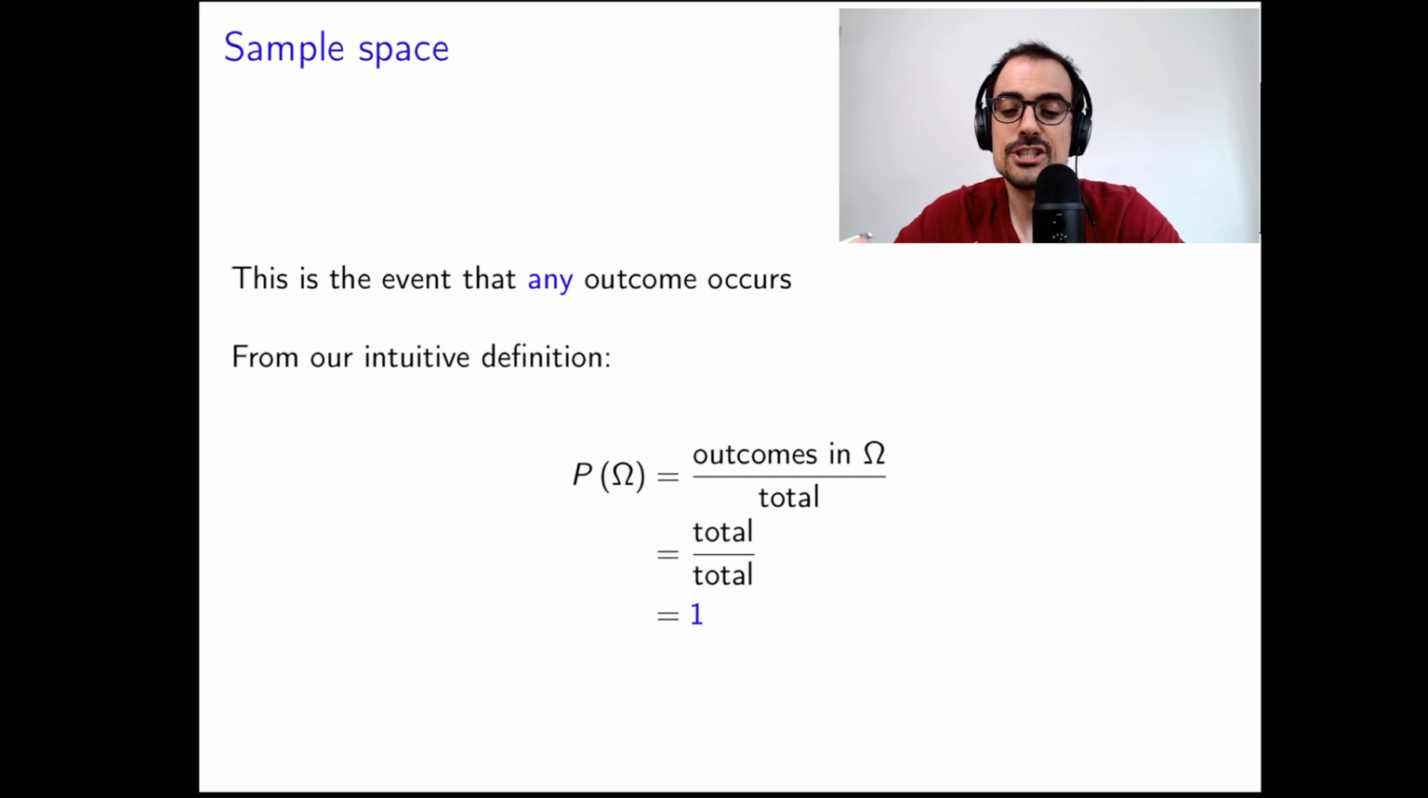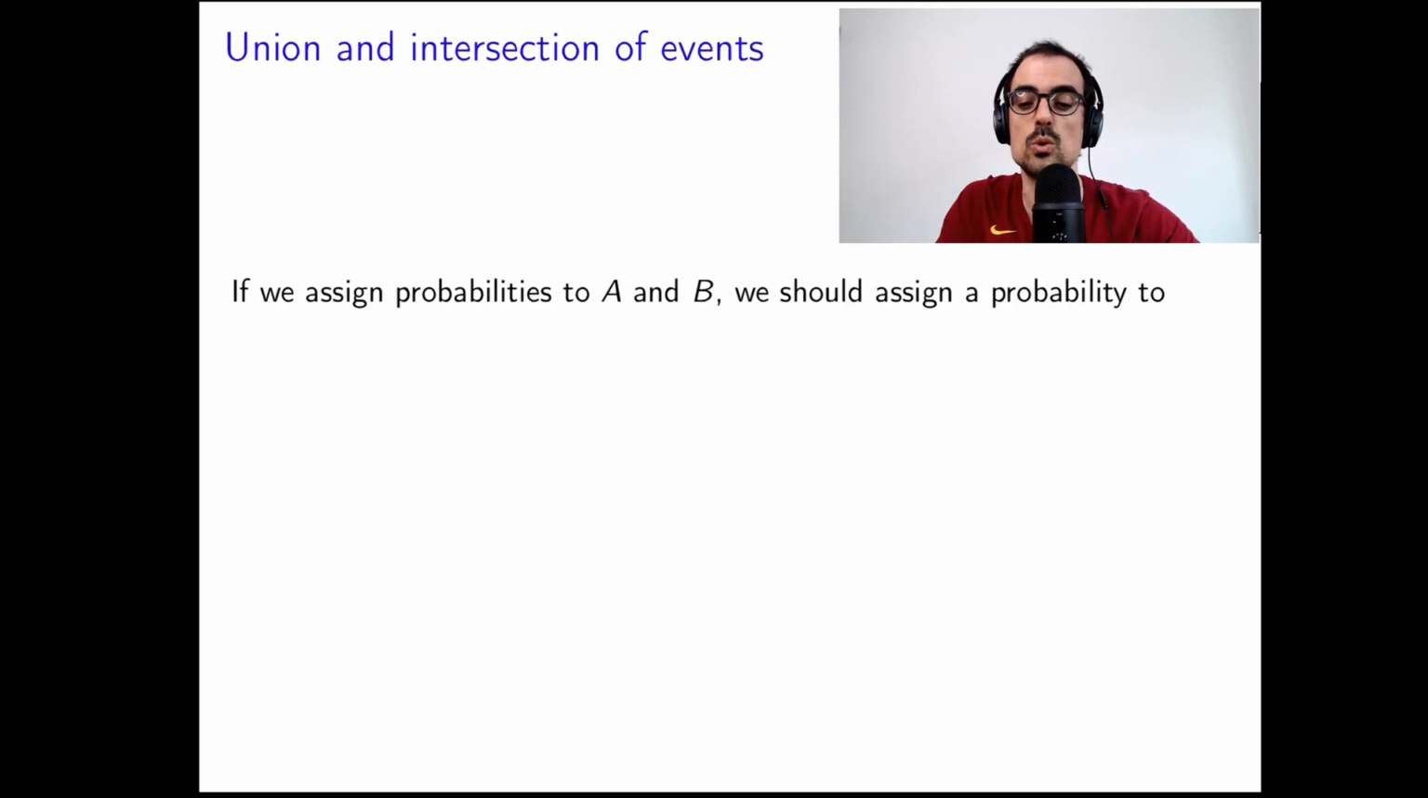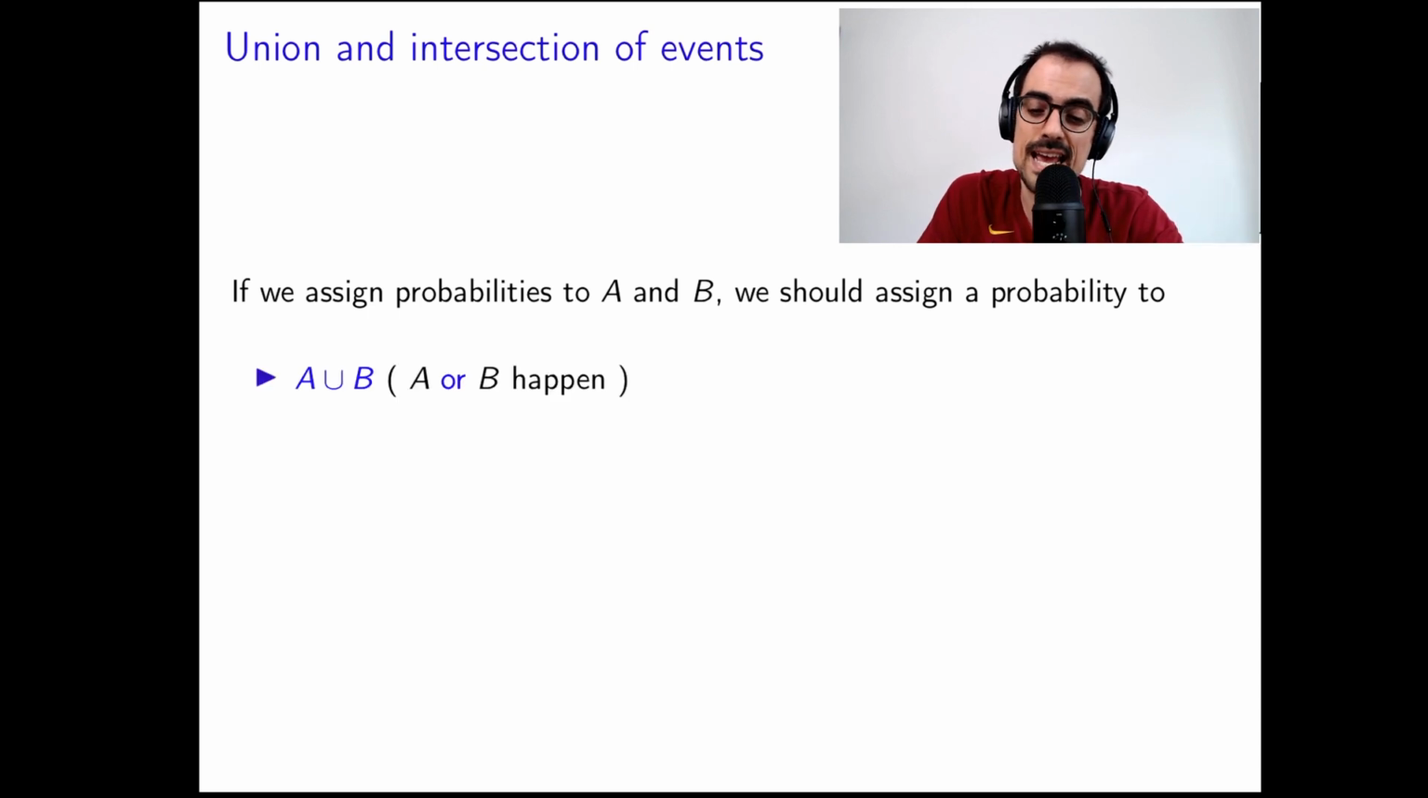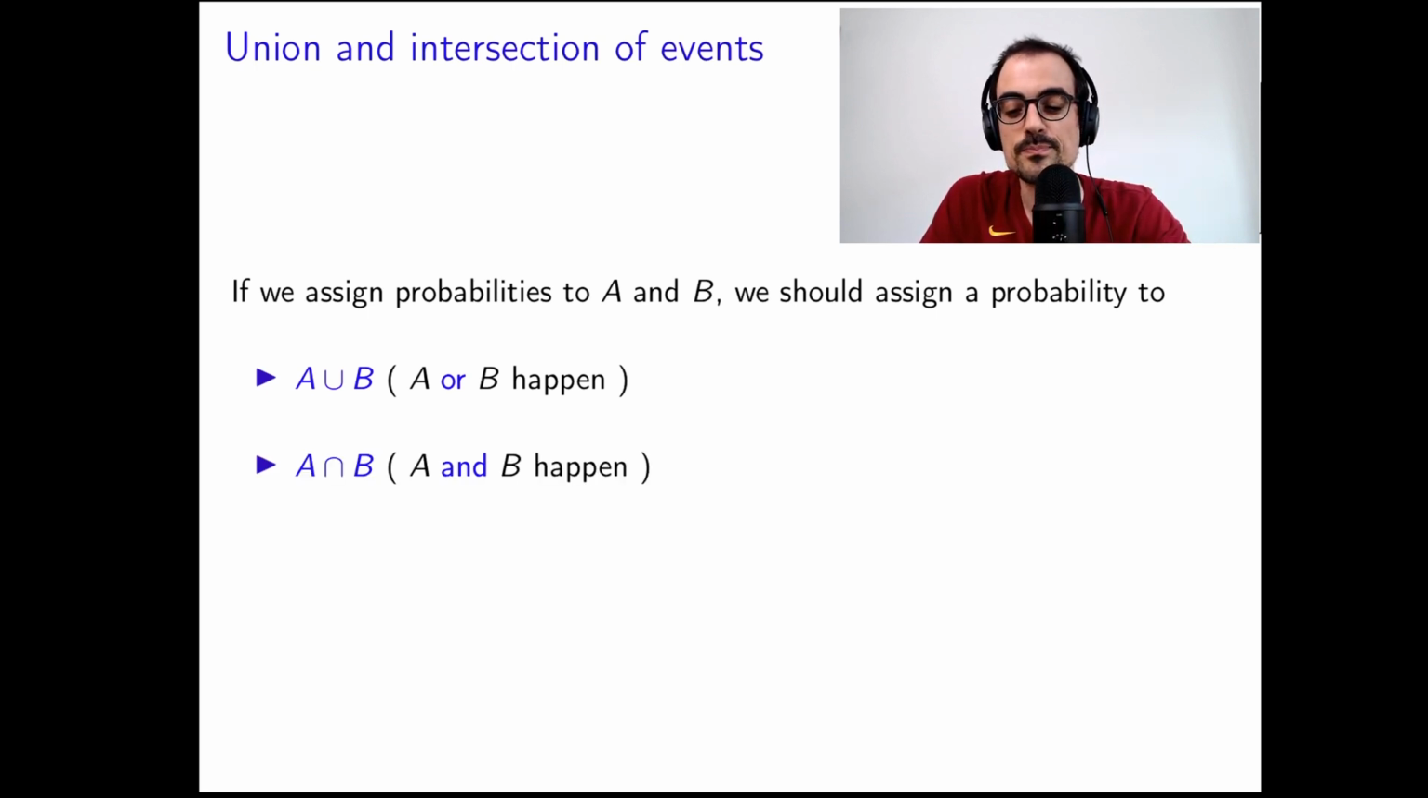Okay, so imagine that we have decided to assign probabilities to two events A and B. If we do that, and we're reasoning about events A and B and so on, we should probably also assign probabilities to the event that A or B happens. This is confusing, right? Because if both happen, then A or B also happens. Sorry about that. Or to the event that both A and B happen. Okay, we should assign probabilities to the union and to the intersection of these events.